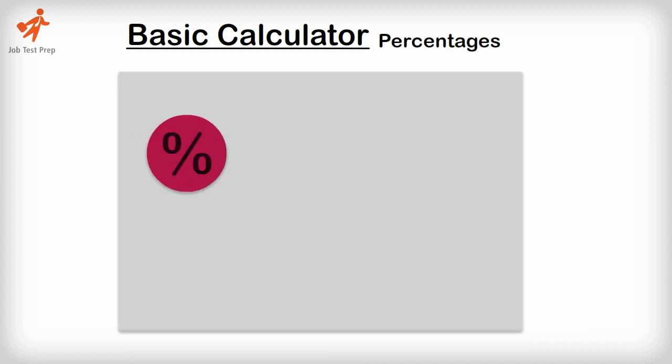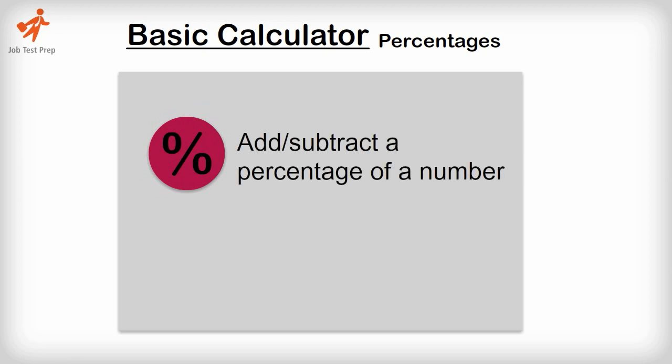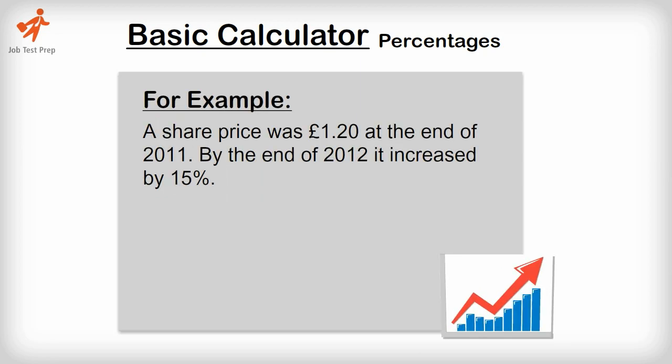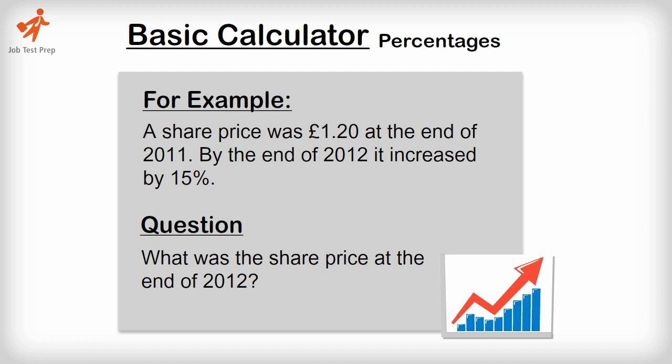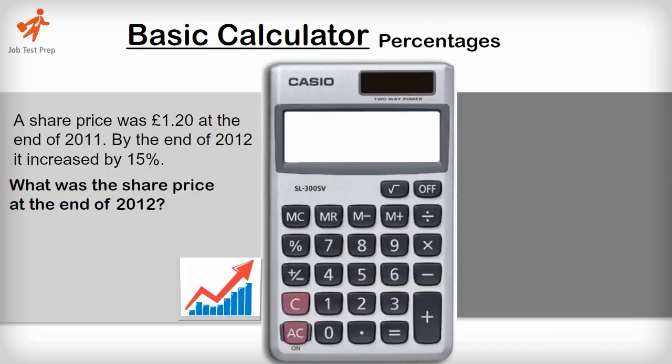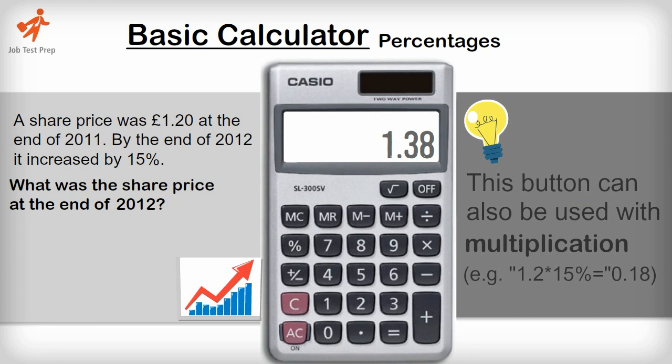Percentages. By using the percentage button, you can quickly add or subtract a percentage of a number from that number. For example, a share price was £1.20 at the end of 2011. By the end of 2012, it increased by 15%. Question: what was the share price at the end of 2012? Type 1.2 followed by plus, then 15 followed by the percentage button to arrive at the correct answer of £1.38. Note that this button can also be used with multiplication.